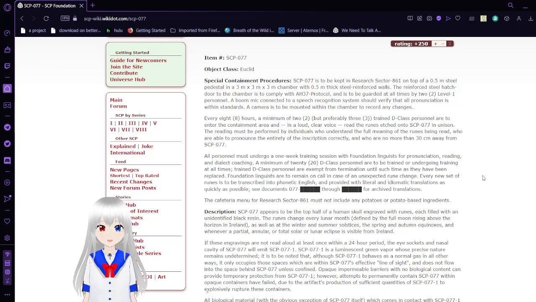Every 8 hours, a minimum of two, but preferably three, trained D-class personnel are to enter the containment area and, in a loud, clear voice, read the runes etched into SCP-77 in unison. The reading must be performed by individuals who understand the full meaning of the runes being read, who are able to pronounce the entirety of the inscription correctly, and who are no more than 30 centimeters away from SCP-77.